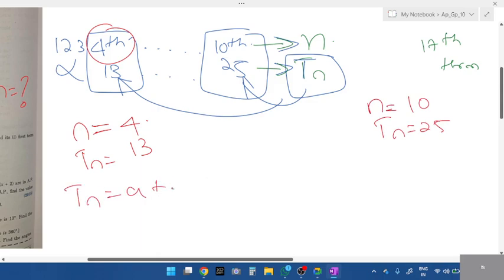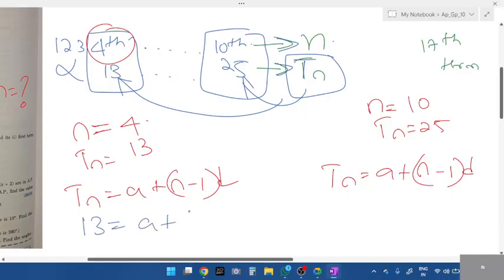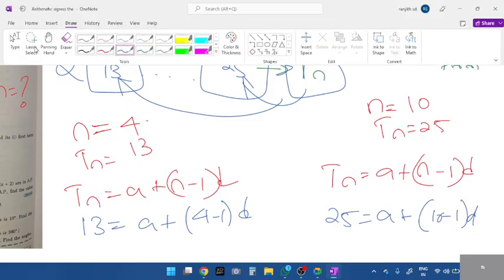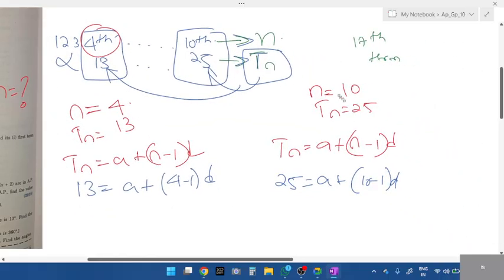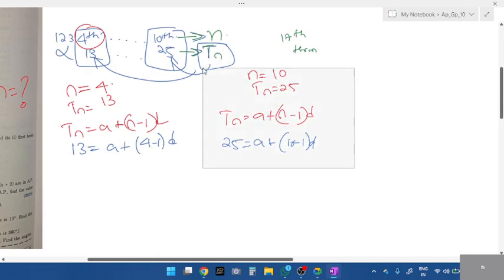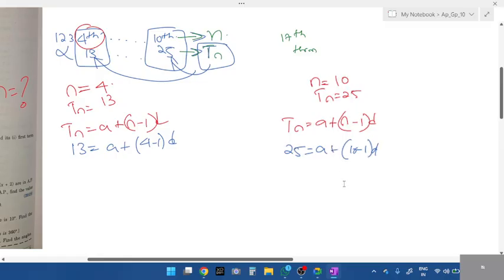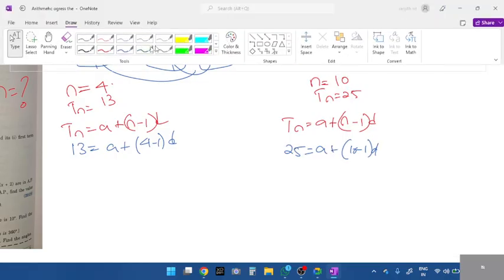T of n is equal to A plus n minus 1 into D. What is the T of n value, students? 13 is equal to A plus 4 minus 1 into D, right? 25 is equal to A plus 10 minus 1 into D. Okay, solve this. How many equations are we getting? Two equations. And what are we supposed to find here? First term and the common difference, and 17th term. So first find the first term and the common difference.